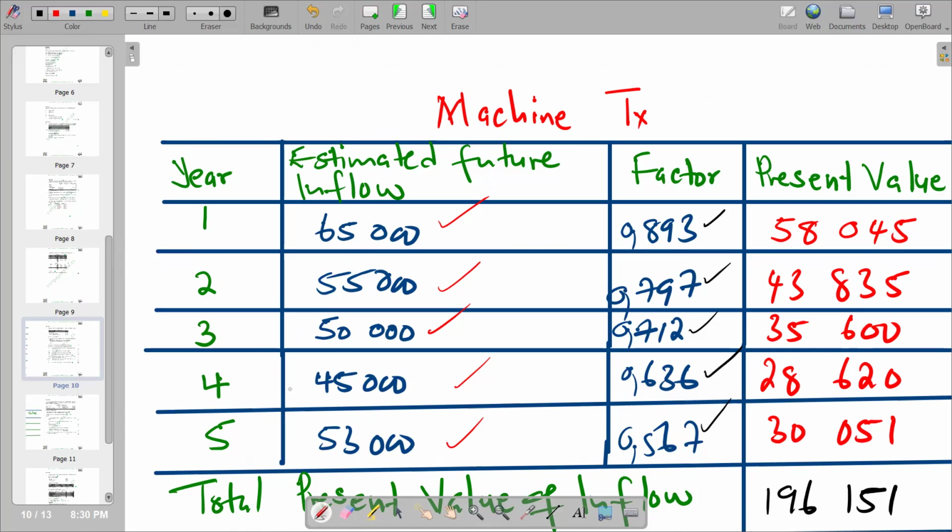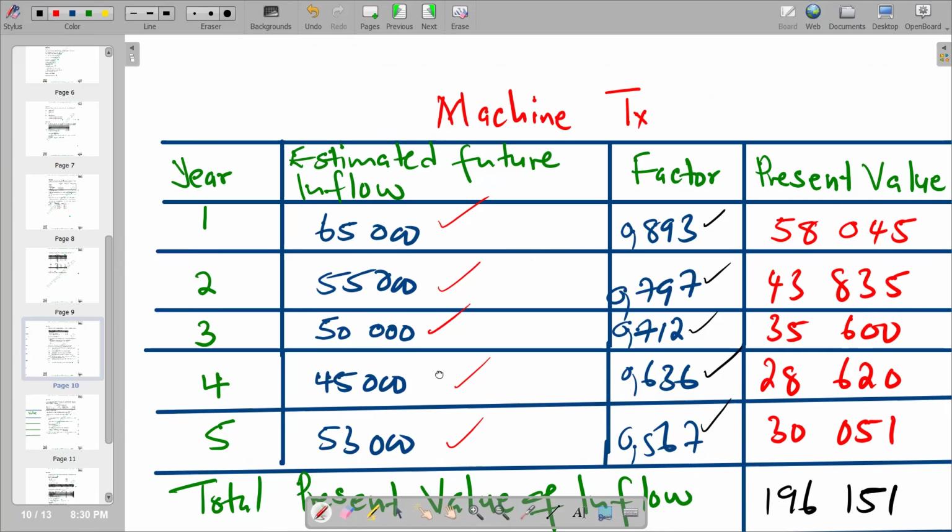For year 3, 50,000 times 0.712, we get 35,600. For year 4, 45,000 times 0.636, we get 28,620. For year 5, 53,000 times 0.567, we get 30,051.